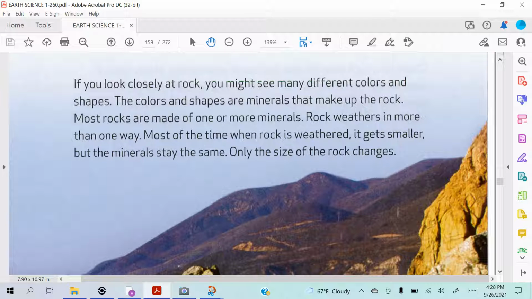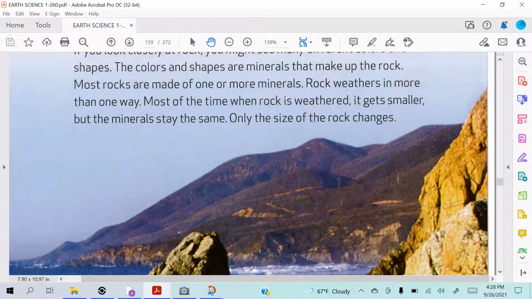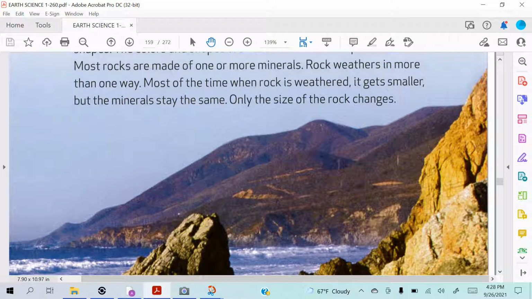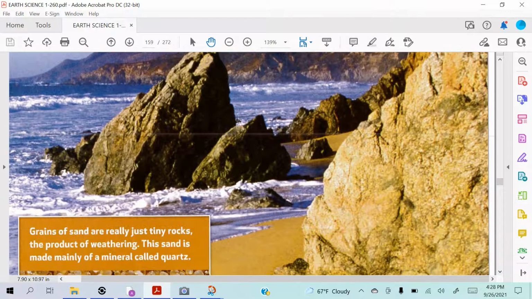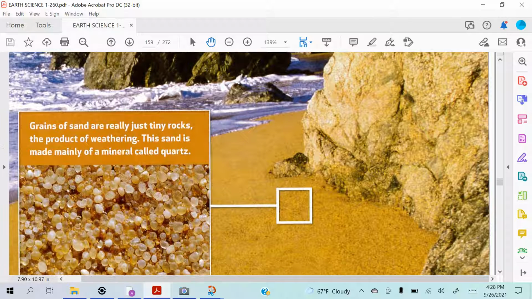The colors and shapes are minerals that make up the rock. Most rocks are made of one or more minerals. Rock weathers in more than one way. Most of the time, when rock is weathered, it gets smaller, but the minerals stay the same. Only the size of the rock changes, right? So the mineral doesn't change when it gets smaller.